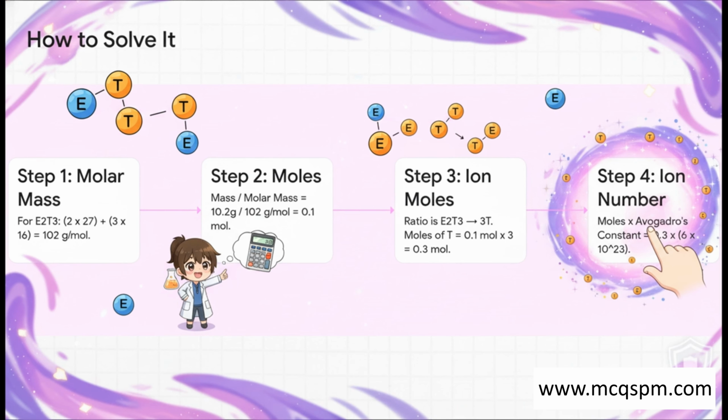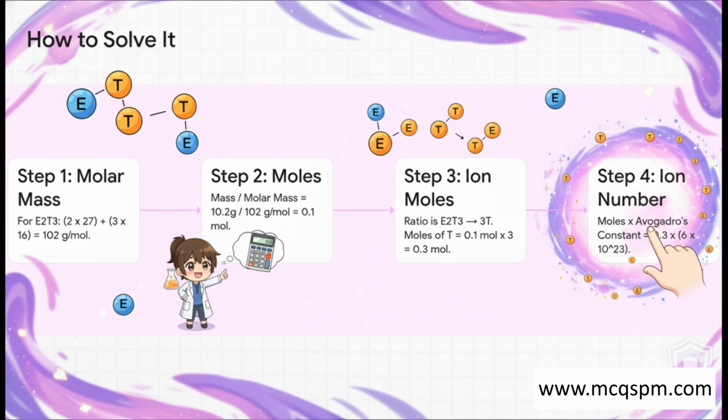Let's break it down. Step 1. Find the total molar mass of E2T3. That's 2 E's and 3 T's, which adds up nicely to 102. Step 2. Find the moles of the compound you have using that classic formula, mass over molar mass. So 10.2 divided by 102 gives us 0.1 moles.